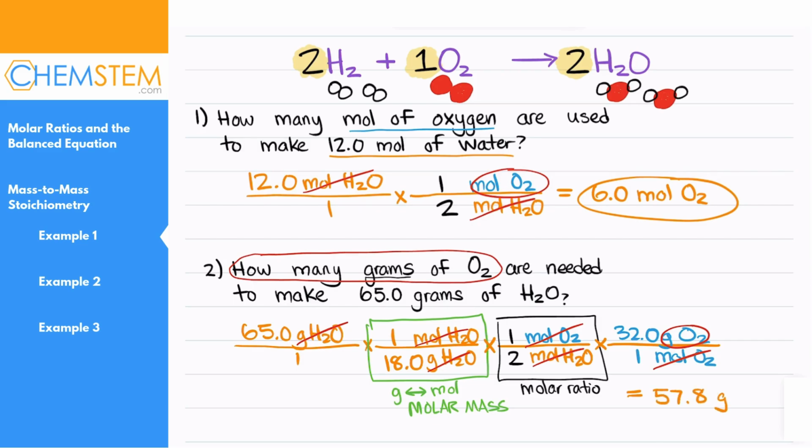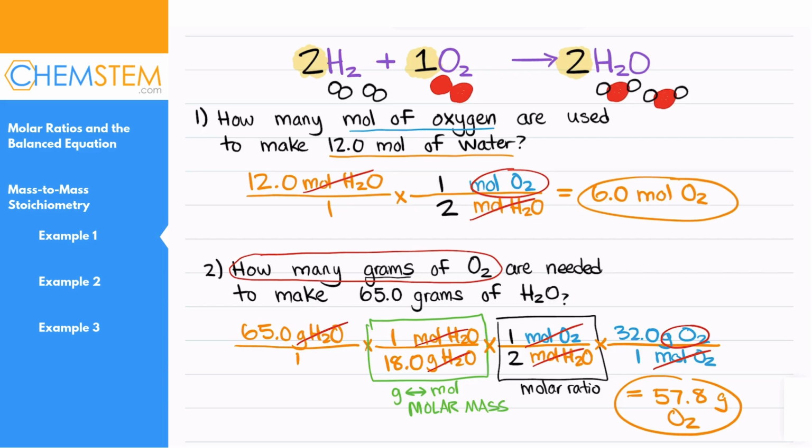57.8 grams of oxygen. So what we did when we answered this question is, we answered the question, how much oxygen effectively is consumed when we create 65 grams of water? We didn't even concern ourselves with the hydrogen, because just like with the first question, we're assuming hydrogen's in excess. So we don't need to concern ourselves with it.